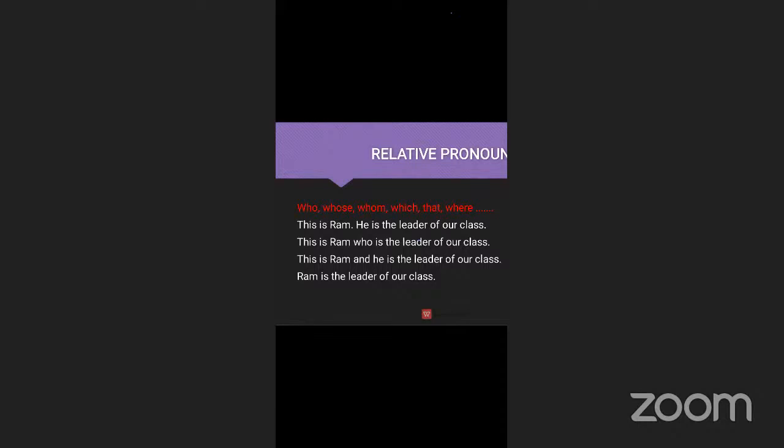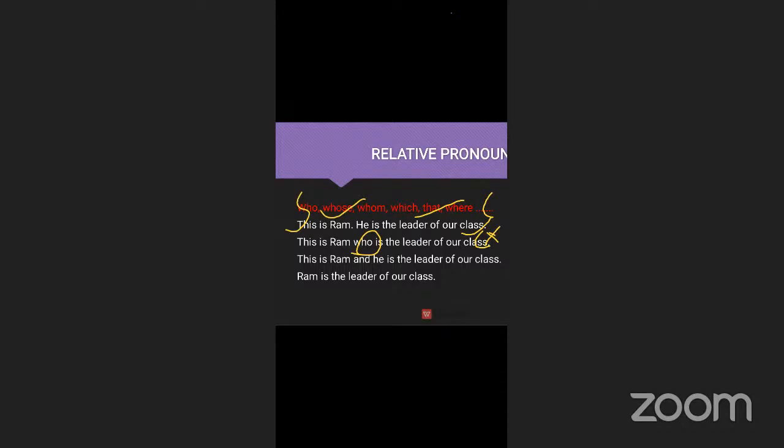Okay. See, two sentences are given. We are going to combine using relative pronoun. This is Ram. Which relative pronoun is suitable? Who. The relative pronoun who is suitable here. So this is Ram, who is the leader of our class. This is a complex sentence. Let me ask you what kind of sentence the question is. First one also a simple sentence, second one also a simple sentence. We are combining both the simple sentences into another simple sentence, another complex sentence, another compound sentence.